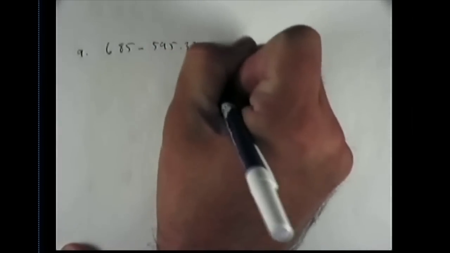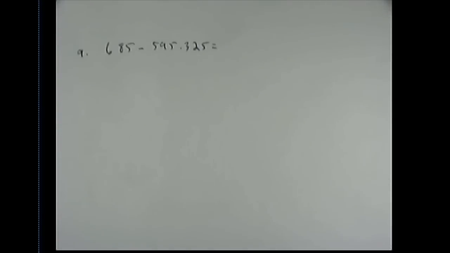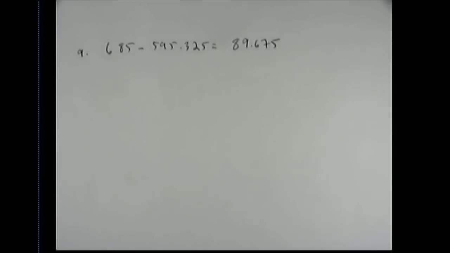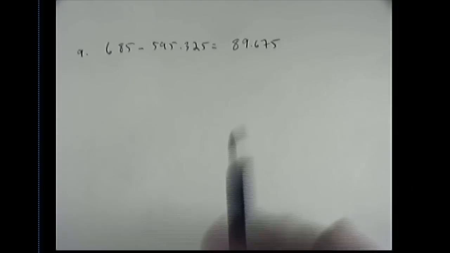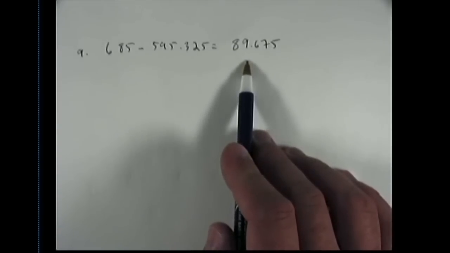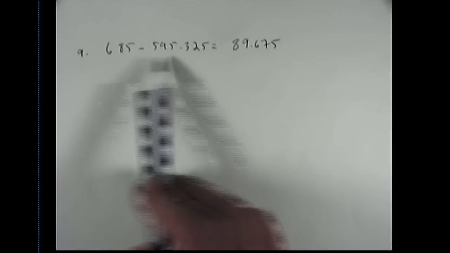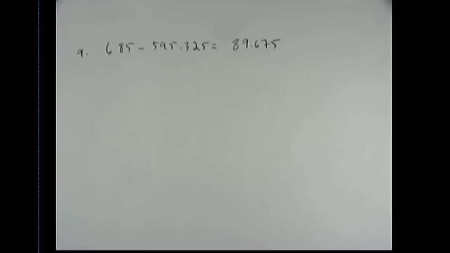One of the questions that I wrote down says 685 minus 595.325. Now when I punch that into my calculator, the answer that I got is 89.675. Now, because this is an addition or subtraction problem, in order to report the answer with the proper number of significant figures, I have to report whatever answer has the same number of decimal places as the value that had the smallest number of decimal places.